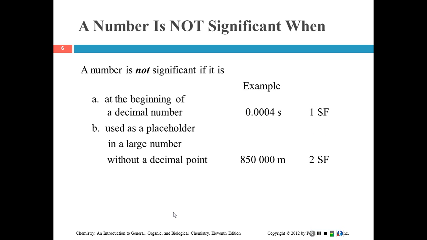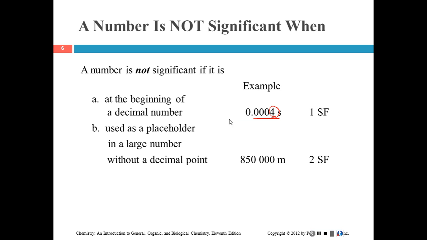A number is not significant if it's just holding a decimal place. For example, this number right here, the 4 is the only significant number in this, because these other zeros are just telling us what place it's in. It's not in the tens place, the hundreds place, the thousands place. It's in the 10,000s place.